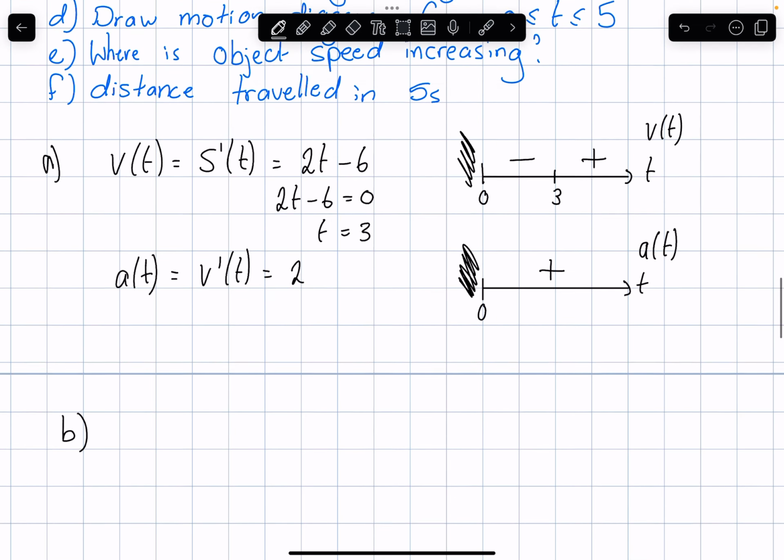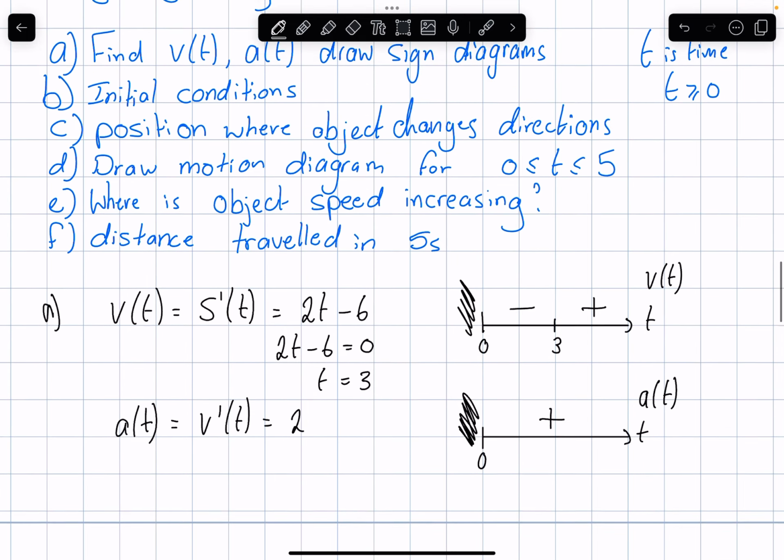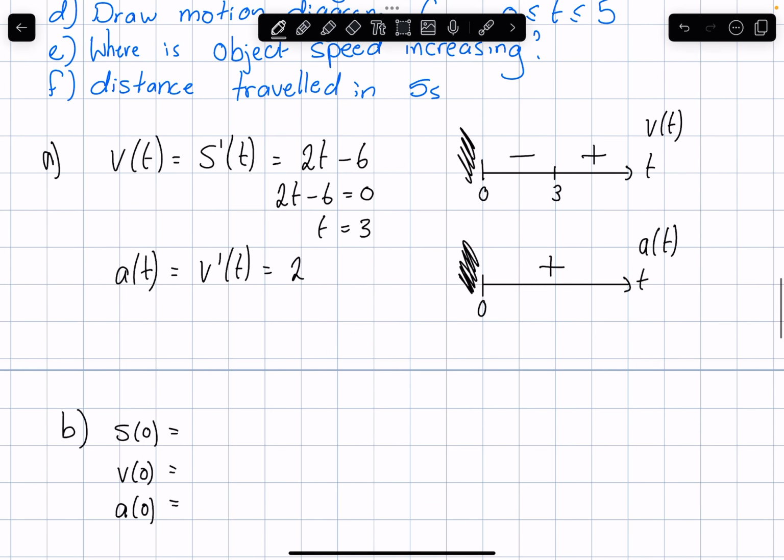Now part B is the initial conditions. So that's when t is 0, but I need s of 0, I need v of 0, and I need a of 0. Now s of 0, looking back up at my function, is 7. So back up here, it's just the number left by itself. So I've got 7 meters. Because that's positive, I'm right of the origin.